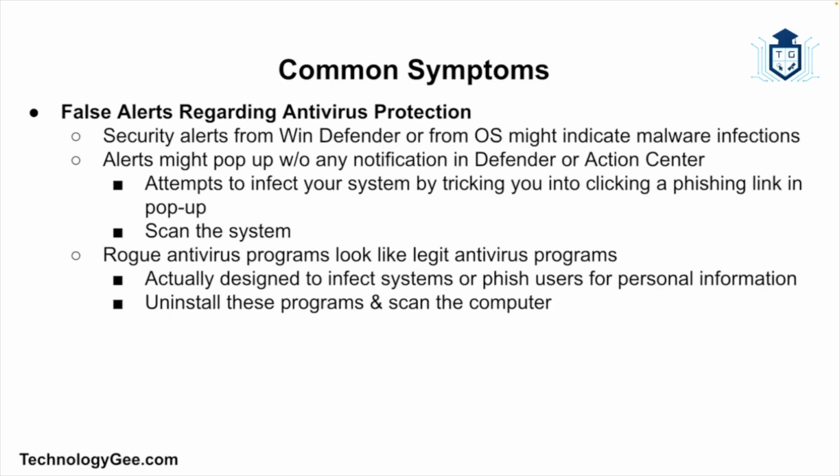Next, you've got false alerts regarding antivirus protection. Security alerts from Windows Defender or from the operating system might indicate malware infections. Alerts might pop up without any notification in Defender or the Action Center. This could prompt attempts to infect your system by tricking you into clicking a phishing link as a pop-up. So you want to go ahead and scan the system. Also, rogue antivirus programs can look like legit antivirus programs, but they are actually designed to infect systems or phish users for personal info. So you want to uninstall these programs and then scan the computer.